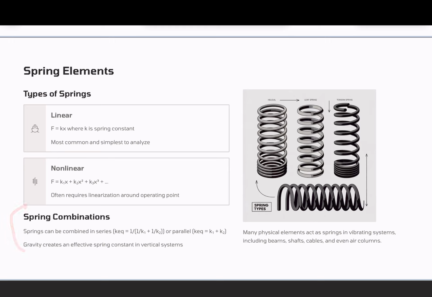For spring combinations, springs can be combined in series, then the K equivalent will look like this, or in parallel, then the K equivalent looks like this: K1 plus K2. This can also be simplified like K1 multiplied by K2 over K1 plus K2.